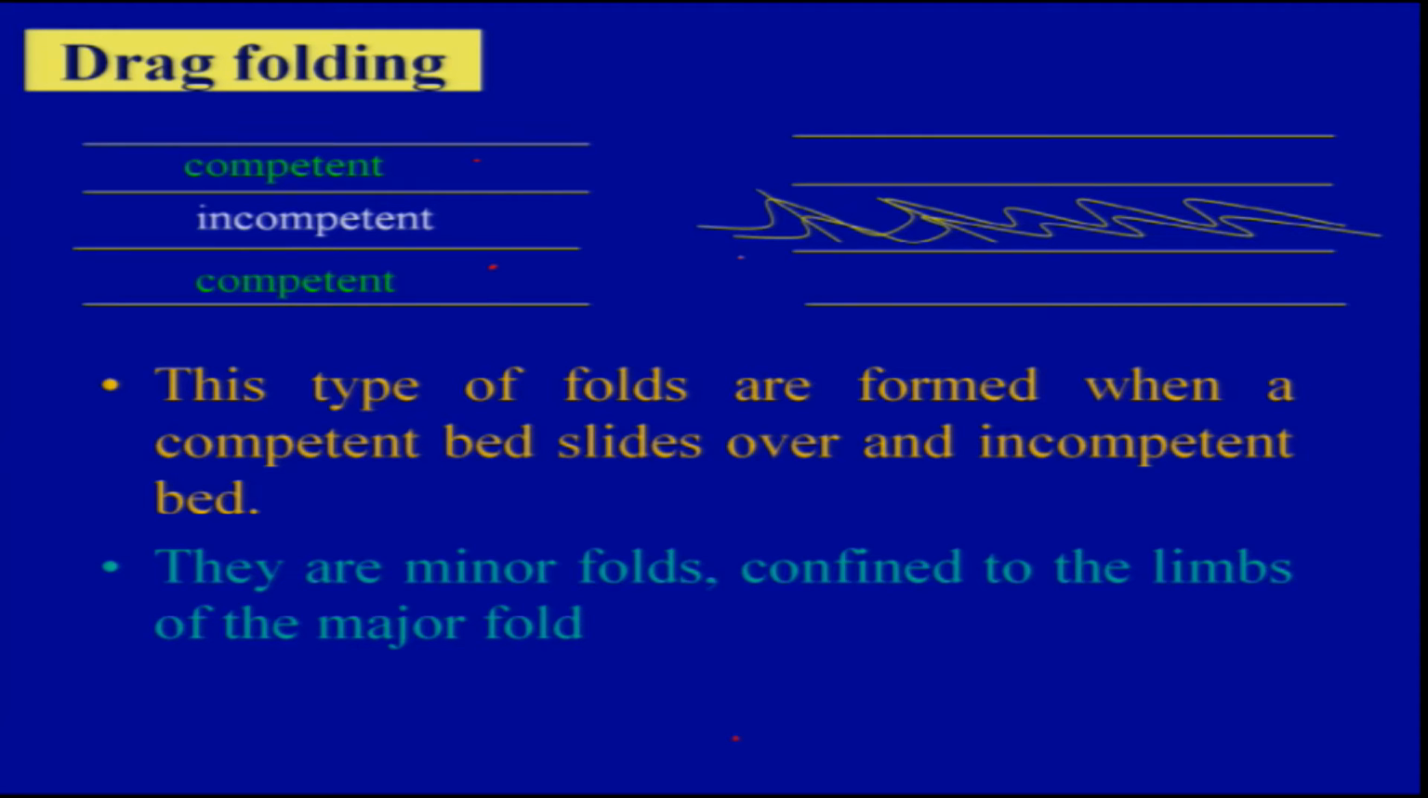So they are minor folds confined to the limbs of the major folds. You will not be able to see this type of fold on a very large scale, but they are within the folded layers. And they will slip like this. So you will have what we call the drag folds. So these are the drag folds.